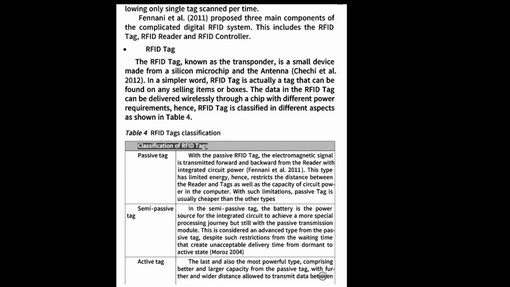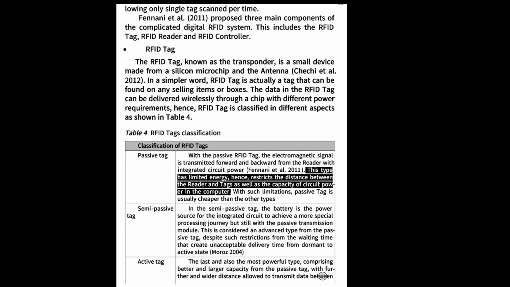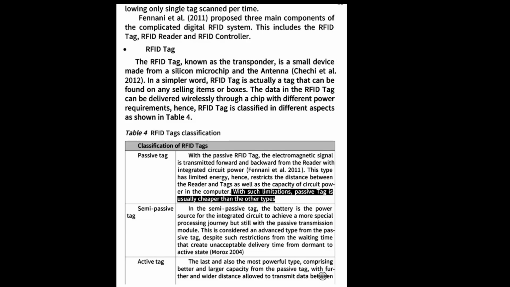Classification of RFID tags. Passive tag: With the passive RFID tag, the electromagnetic signal is transmitted forward and backward from the reader with integrated circuit power, Fenini et al. 2011. This type has limited energy, hence, restricts the distance between the reader and tags as well as the capacity of circuit power in the computer. With such limitations, passive tag is usually cheaper than the other types.